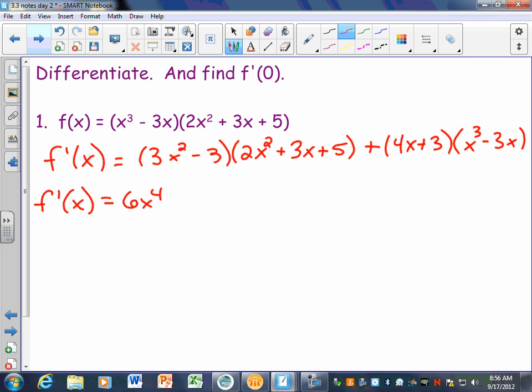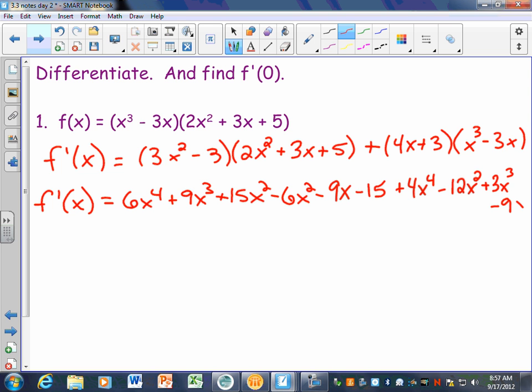6x to the fourth plus 9x cubed plus 15x squared minus 6x squared minus 9x minus 15 plus 4x to the fourth minus 12x squared plus 3x cubed minus 9x. What if instead of the 4x plus 3 times x cubed minus 3x we put x cubed minus 3x times 4x plus 3? You still should get those exact same numbers there, right?